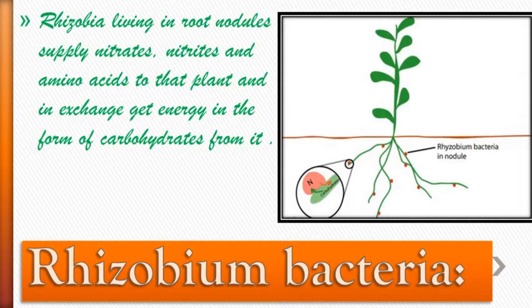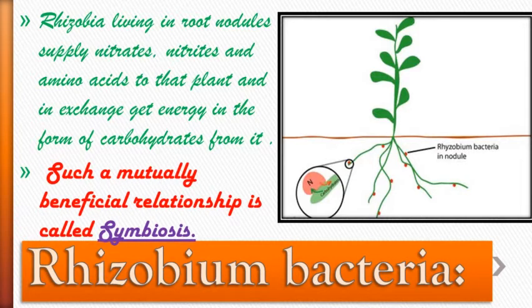So alongside picture you can observe the red color root nodules of a plant, right? In these, Rhizobium bacteria are present in the root nodule. So these Rhizobium bacteria help to exchange nitrites, nitrates and amino acids, and also exchange carbohydrate. So exchange takes place between these two, nitrogenous substance and carbohydrate. That's why such a mutually beneficial relationship is called symbiosis, and that's why the Rhizobium bacteria is called a symbiotic bacteria.